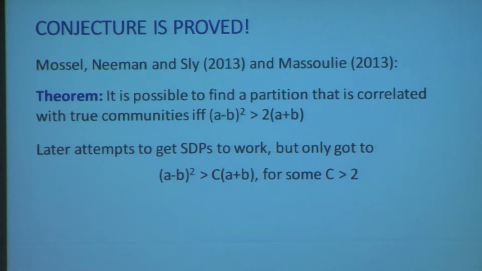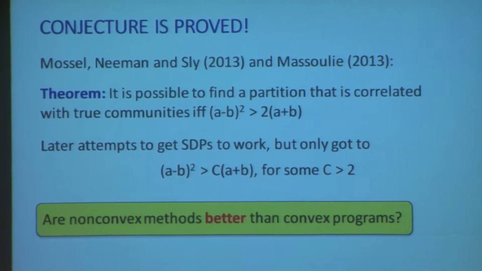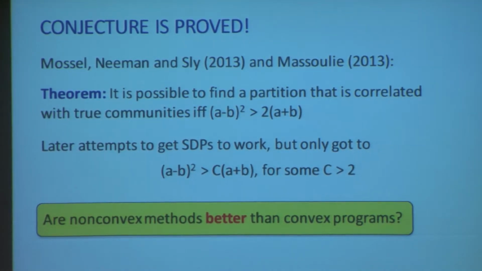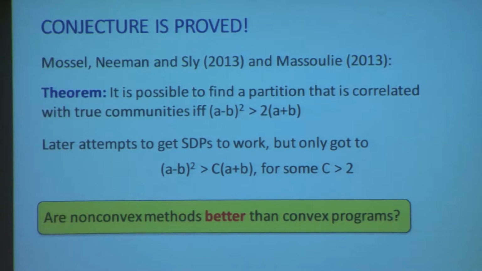So at this point, we're forced to ask some broad philosophical questions. For example, are these non-convex approaches, for example, arising through belief propagation, just fundamentally better than convex methods and convex relaxations? What's going on here?